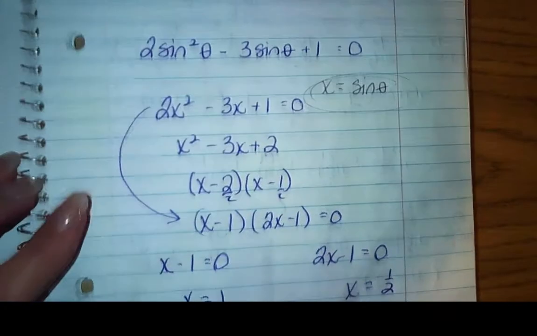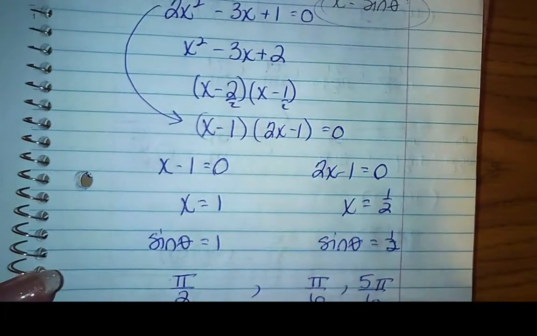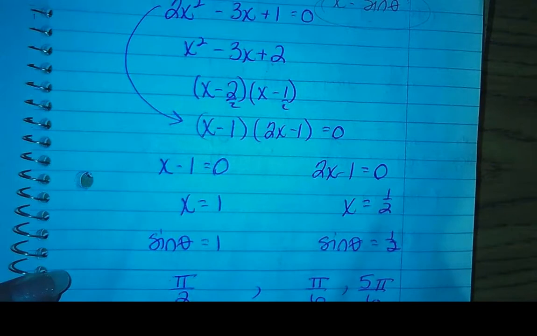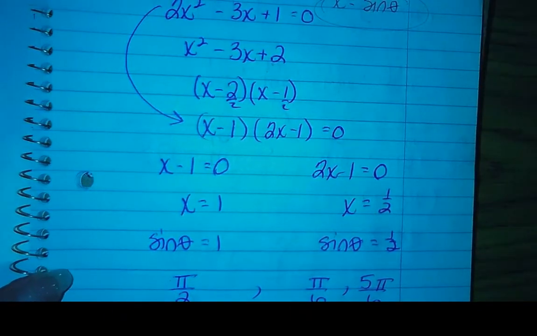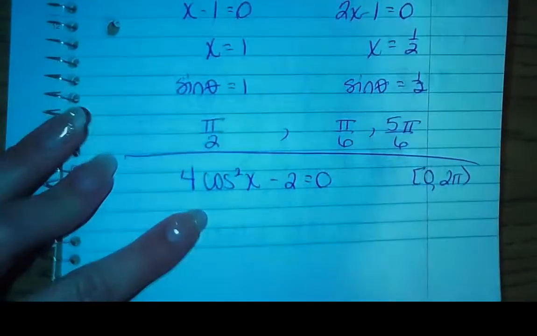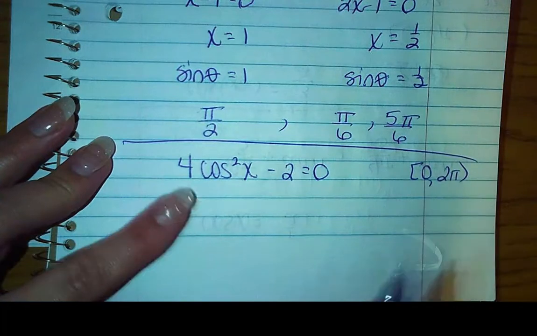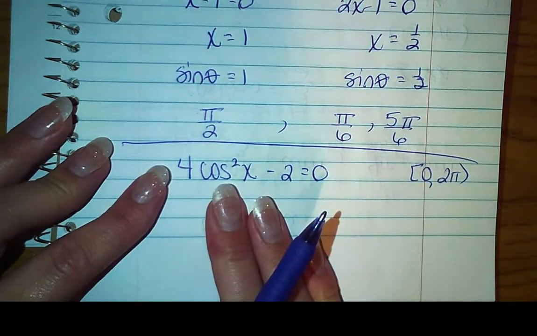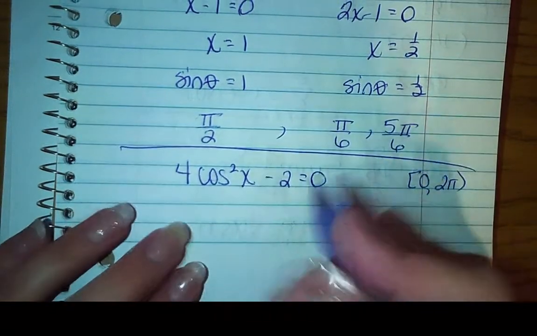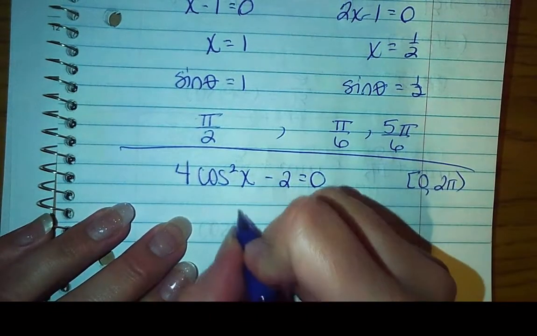So I've got another one. I have 4 cosine squared x minus 2 is 0. And again, I'm keeping this restricted to one lap of the unit circle. There you go. All right, so I only have one trig function, and so I don't need to use substitution. I'm just going to get it by itself. I'm going to add 2, divide by 4.